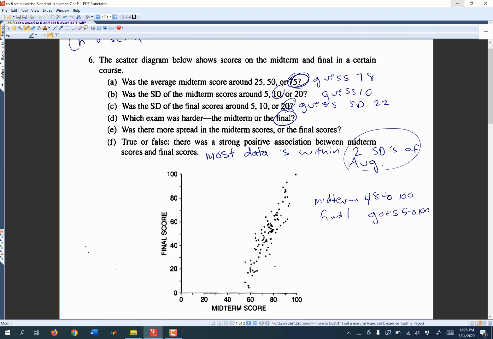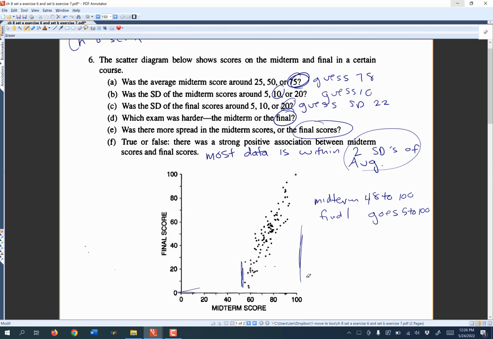Let's see, E, was there more spread in the midterm scores or the final scores? So which one has data that's more spread out? Well, the midterm again goes from 48 to 100, but the final goes from 5 to 100. So the final goes much lower. The numbers are much lower. You can also just see visually that the midterm scores go from about here to here, whereas the final goes from about here to here. So you can see the final scores are much more spread out.